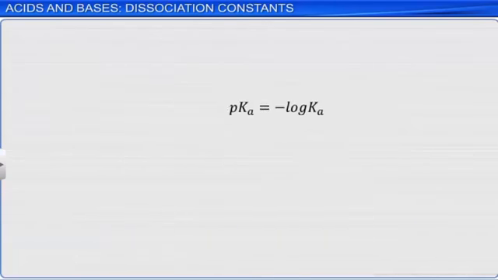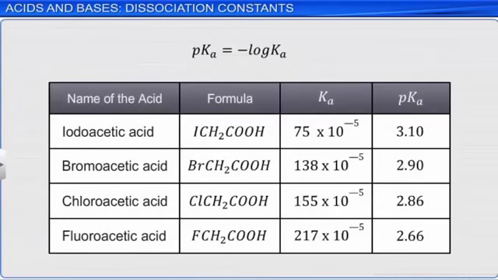For example, among the halogenated fatty acids, fluoroacetic acid with a higher value of Ka and lower value of pKa is the strongest. The dissociation constant Ka helps us in calculating the pH, equilibrium concentration, and degree of dissociation of a given weak acid.